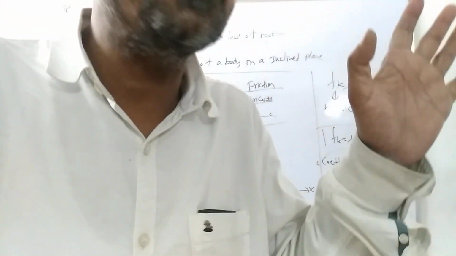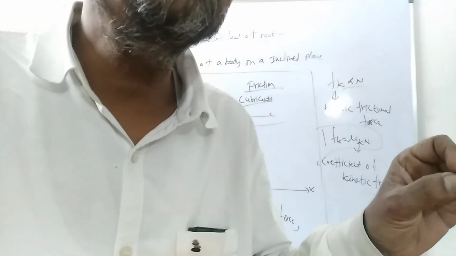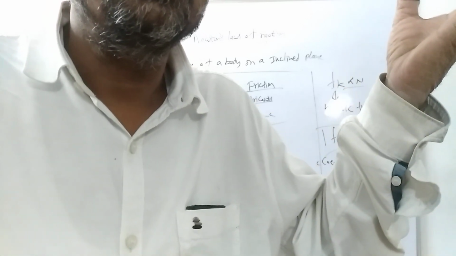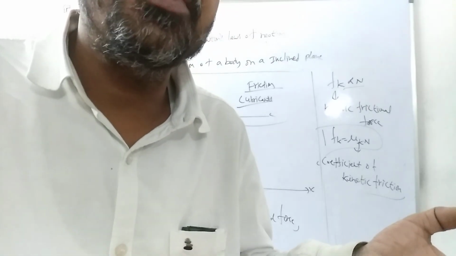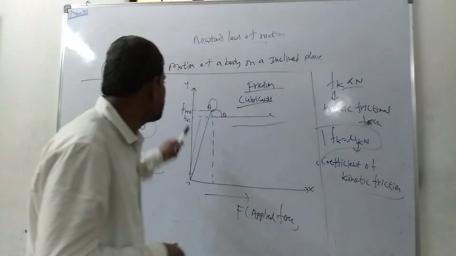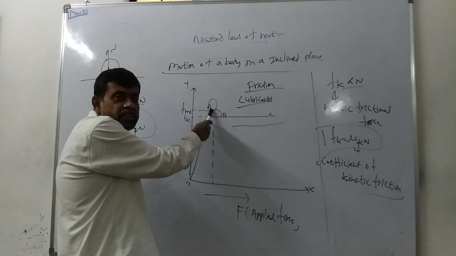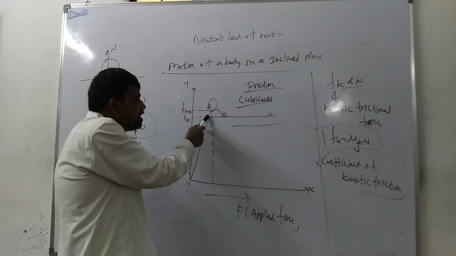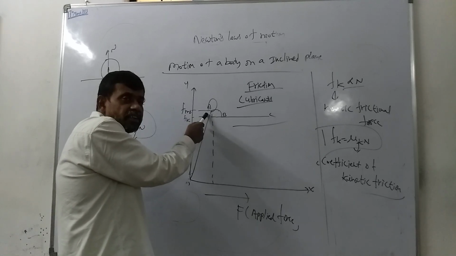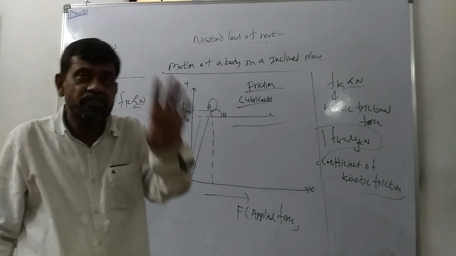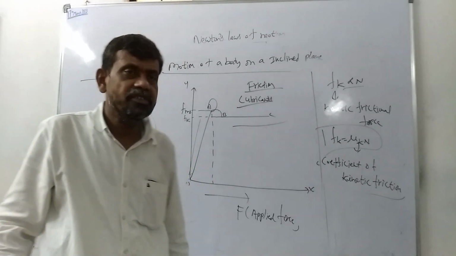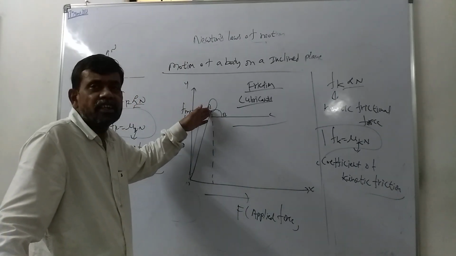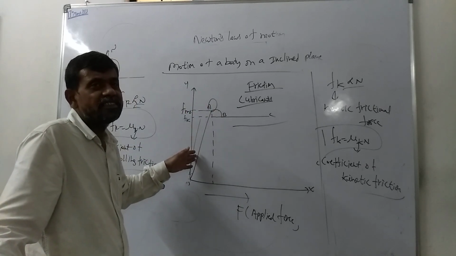Similarly, what about the FMS value? FMS value is the maximum value. What about the FS value? FS value is a self-adjusting value. That may be equal to FMS. Sometimes it may be less than the FK also. You see? Up to here, FS is equal to FMS. Here less, here equal to FK, here more than the FK. FS anyway changes. FMS is fixed only. FS may equal FMS, equal FK, be more than FK, or less than FK, because this is a self-adjusting force.